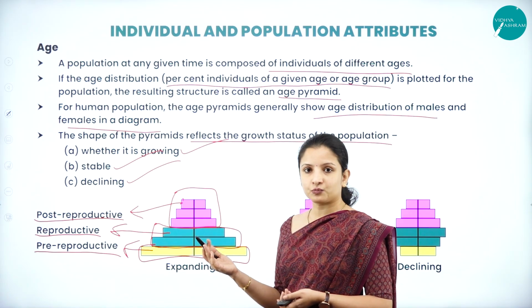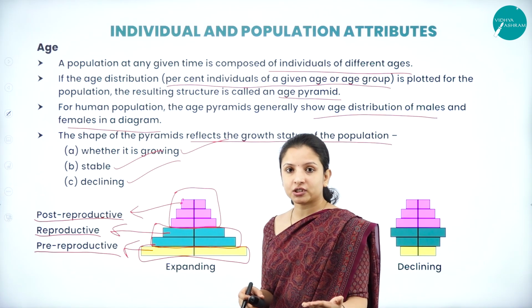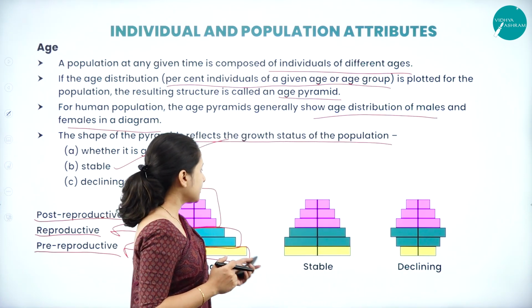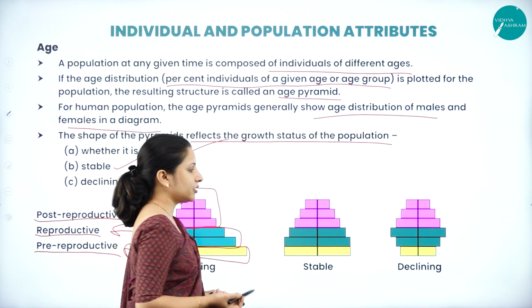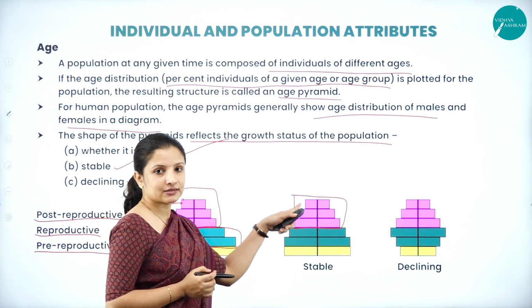Because why will it expand? Because those of the reproductive age will give rise to new generations or new individuals. So therefore the population will be expanding. On the other hand, if you see a stable population, the post-reproductive age group is quite less.